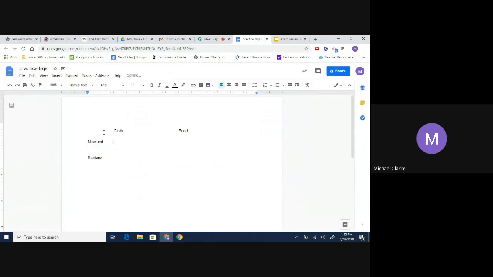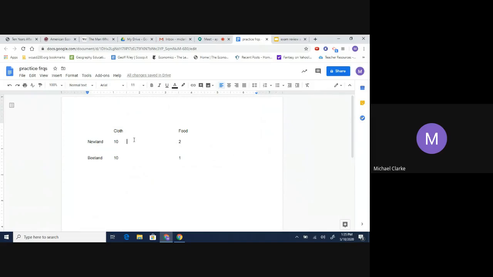All right, so Newland, how much cloth can they make? They can make 10 units of cloth. Beeland, or how much food could they make? 2. They can make 1. Okay, so Newland can make 10 units of cloth or 2 units of food. Beeland can make 10 units of cloth or 1 unit of food.